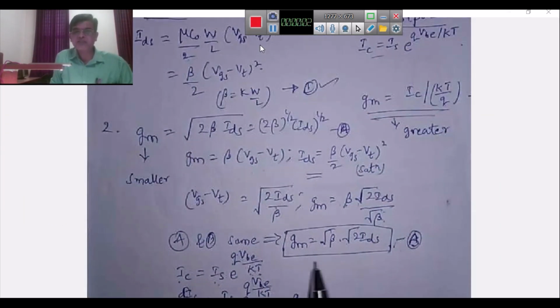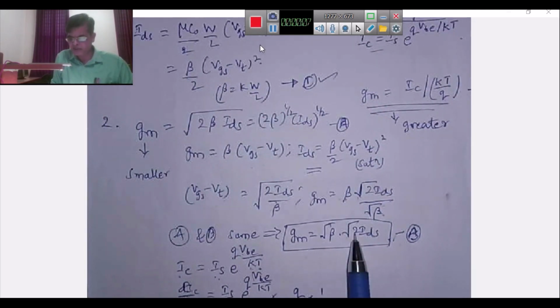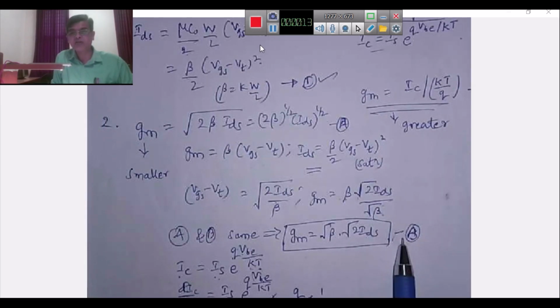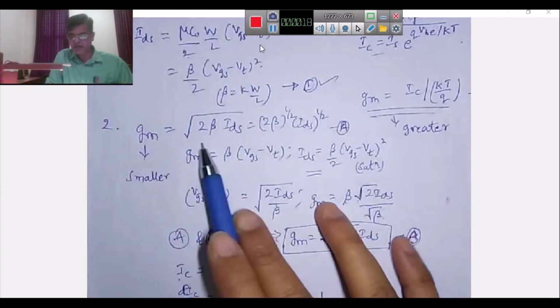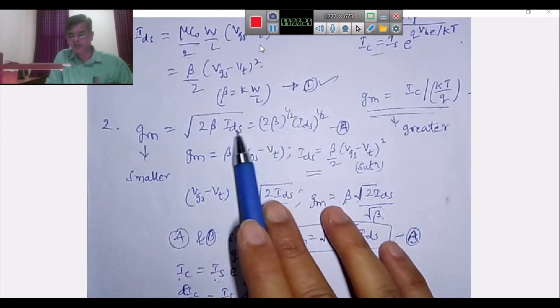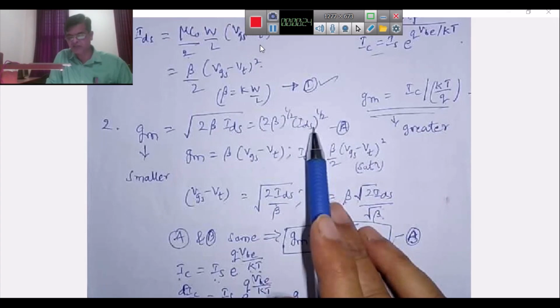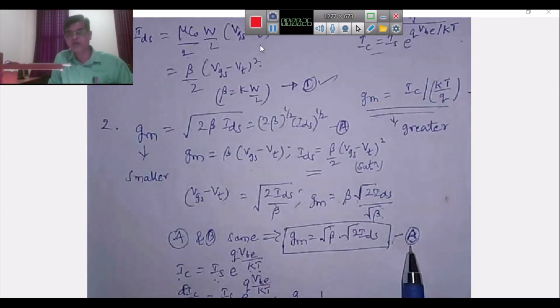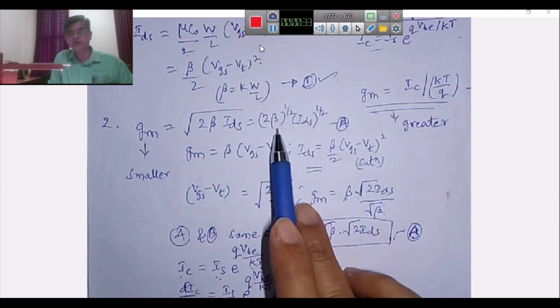Now I can say that here gm is equal to root beta into root 2 IDS, which means this is nothing but, if I call this equation B and this equation A, what is equation A? It is root of 2 beta into IDS, or 2 beta under root IDS. See, equation A and equation B are both the same, correct? So I can say equations A and B are both the same. That's how I get this. I have just derived it.